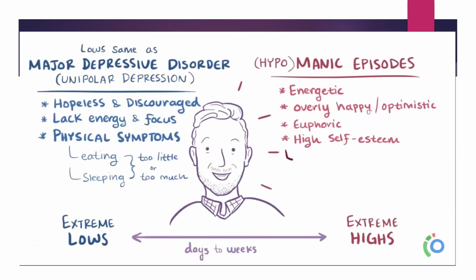In bipolar disorder, the person has two phases. That is, he goes from extreme low to extreme high, and this phase can differ from days to weeks depending on his condition. The extreme lows are the major depressive disorders.